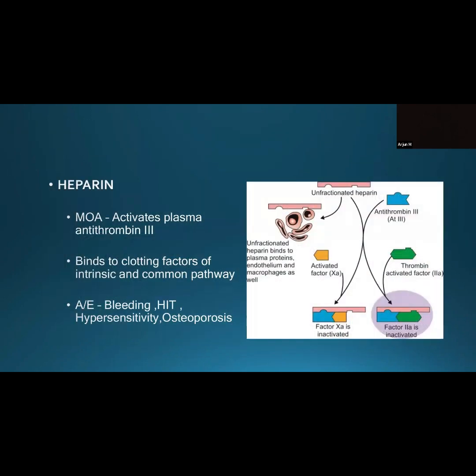Heparin is another drug used for management of cancer-associated thrombosis, and its mechanism of action is that it activates plasma antithrombin 3 and inhibits both factor 10A and factor 2A. So it acts on clotting factors of both the intrinsic pathway and the common pathway. However, heparin, similar to warfarin, has its own set of adverse effects, the most common being bleeding, hypersensitivity, heparin-induced thrombocytopenia, and osteoporosis.